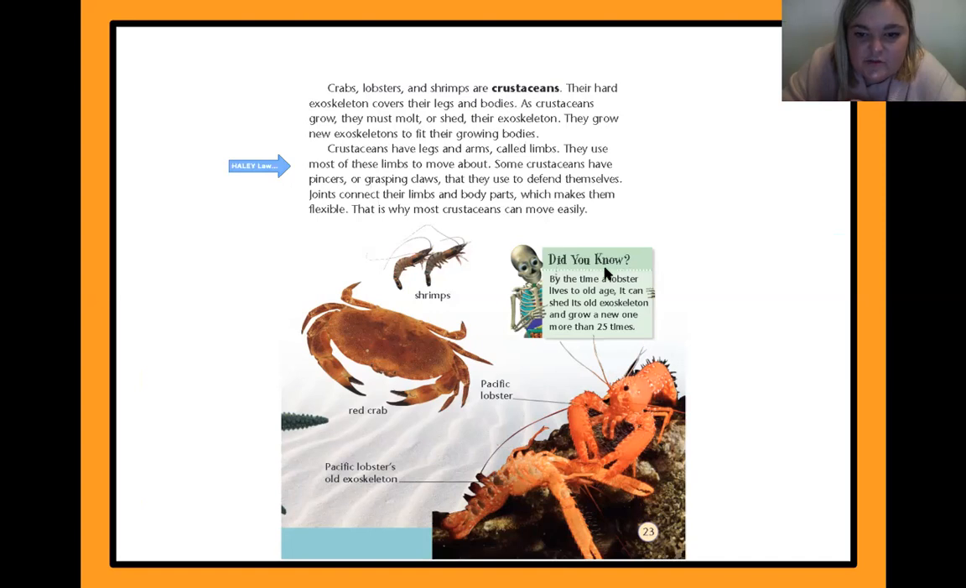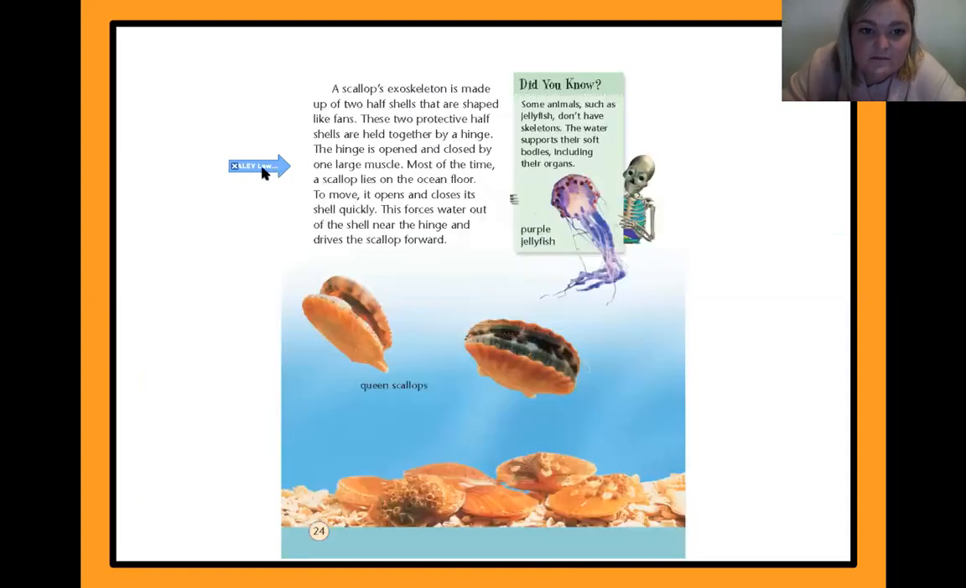It says over here, did you know? By the time a lobster lives to old age, it can shed its old exoskeleton and grow a new one more than 25 times. Holy smokes. Ooh, we got queen scallops. Look at those guys.